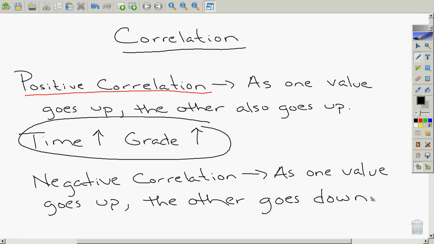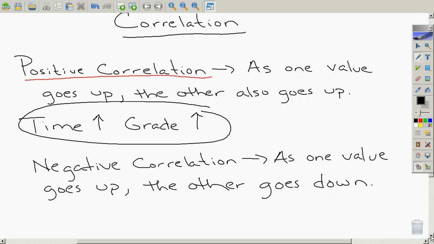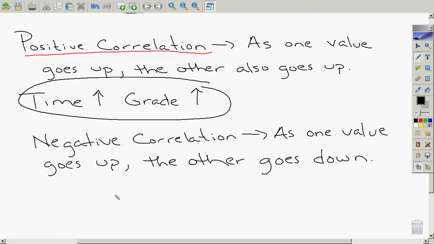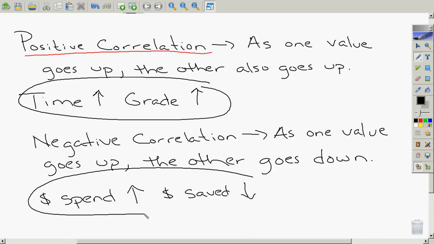Okay, and an example of that would be something like, as you increase the amount of money that you spend, the amount that you have saved would decrease. So as the amount of money you spend goes up, the amount of money that you have saved would decrease. So they would do the opposite things. That would be an example of a negative correlation.